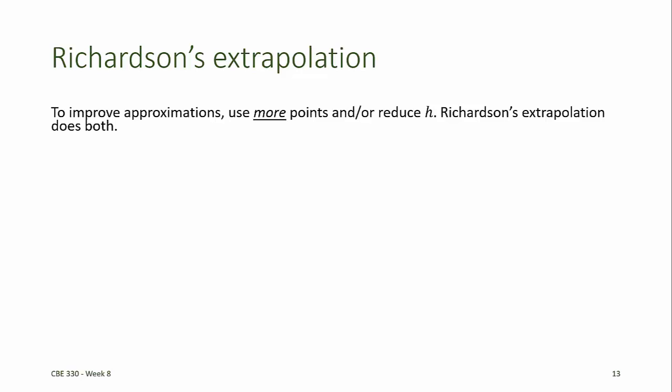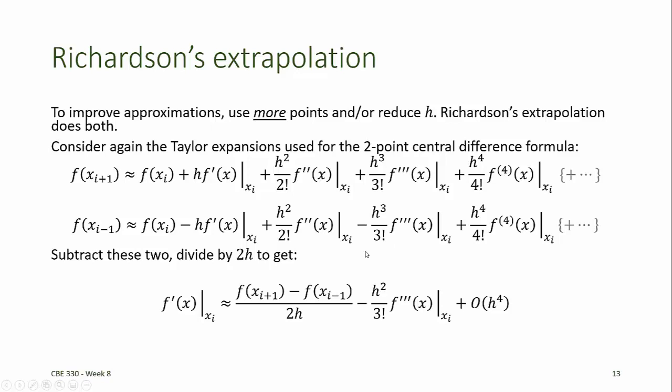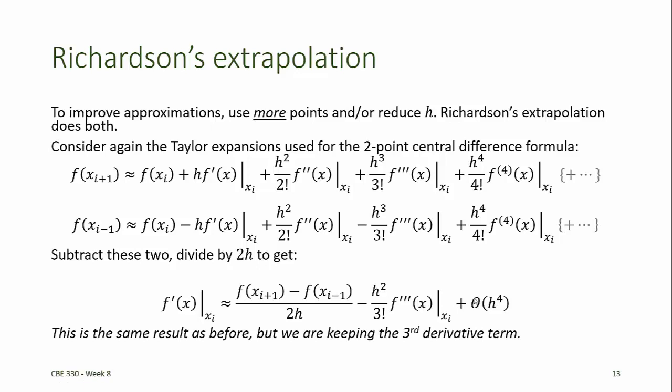difference equations. Consider again the Taylor expansions that were used to find the two-point central difference estimate of the first derivative. This time, we'll truncate after the fourth derivative term, and when we perform the subtraction, we eliminate both the second derivative and the fourth derivative terms, but we retain a term containing the third derivative. We arrive at an estimate for the first derivative that has a truncation error of order h to the fourth. This is the same result that we got before, except that now we're keeping the third derivative term.